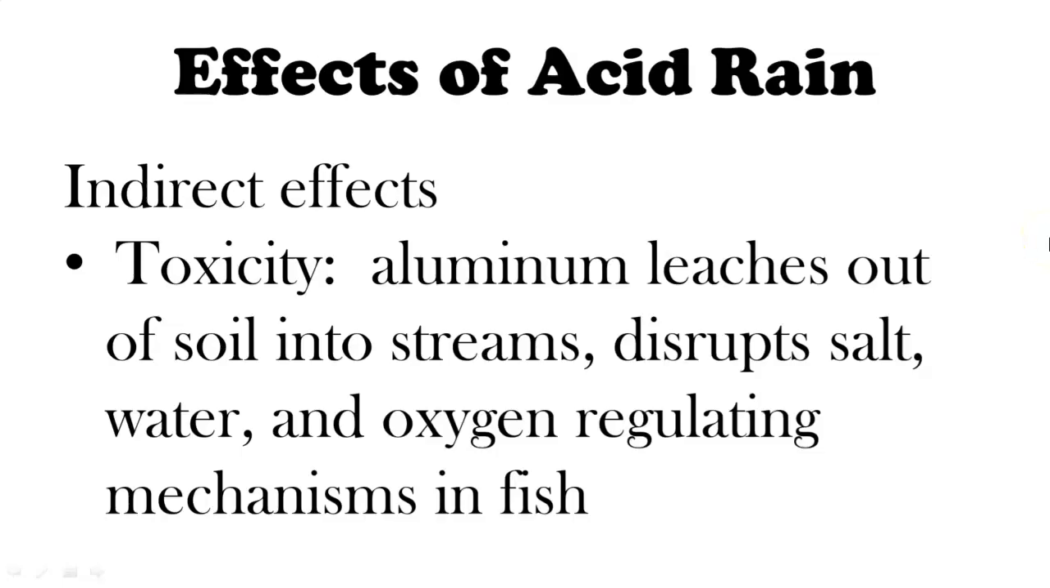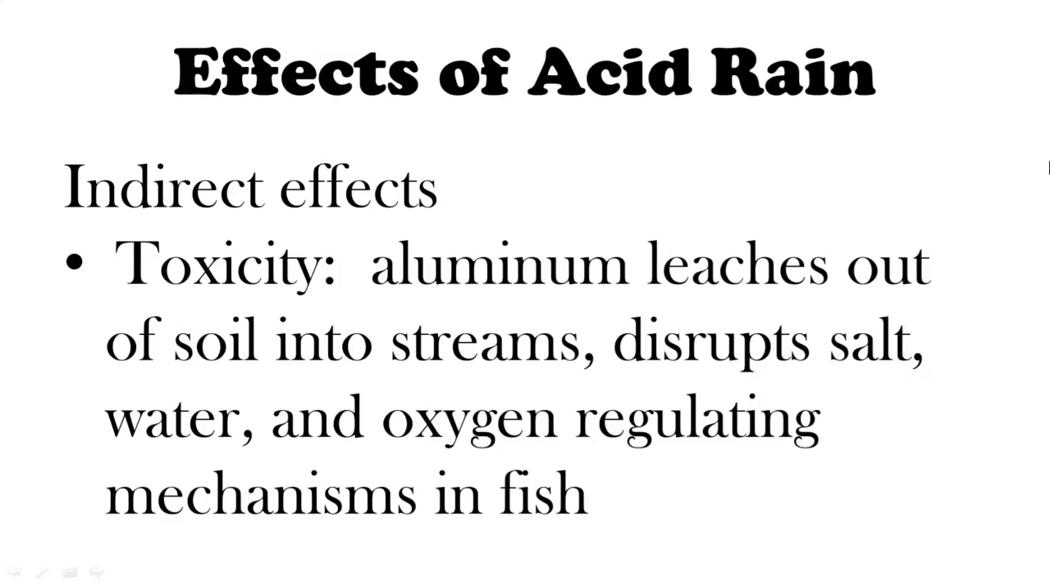Let's take a look at some indirect effects of acid rain. So we're going to start here by talking about toxicity or toxic effects. And what we see here, a big problem, is increased solubility of metal ions such as aluminum, which is toxic to many living things. And what happens is you have aluminum that is stored in rocks or soil, and this is leached out as a result of the increased hydrogen ion concentration caused by that acid rain.